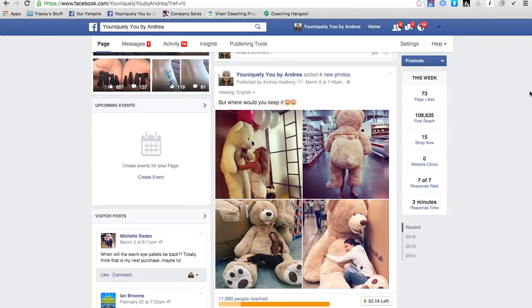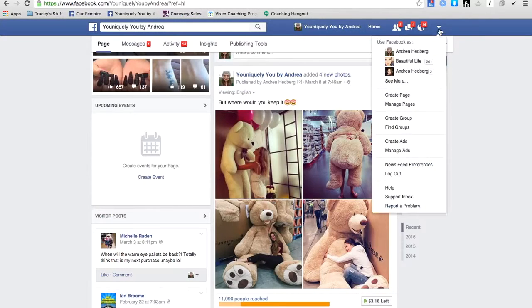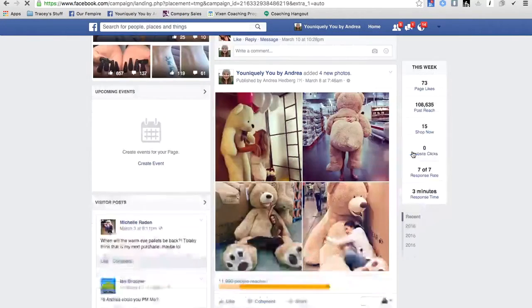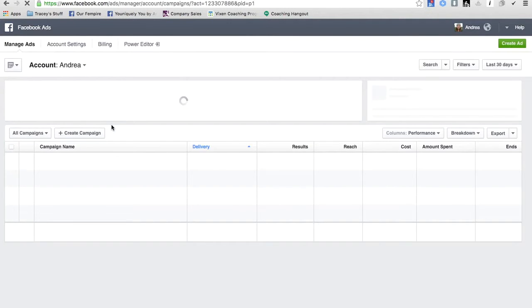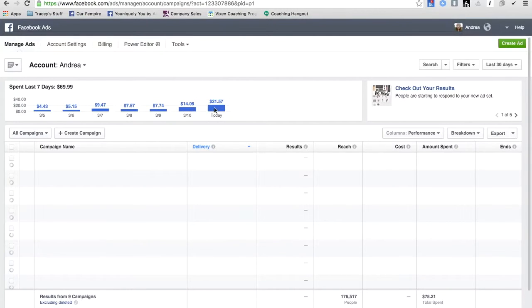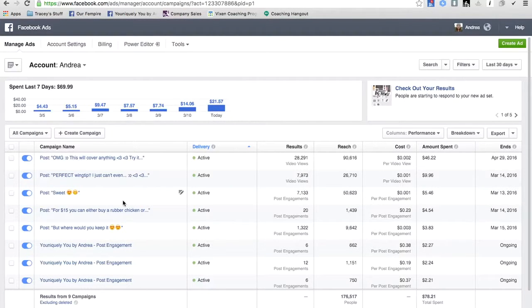So here, while you're on your business page, you're going to click on this little blue upside down triangle in the right-hand corner. You're going to click on Manage Ads. And don't freak out when you see my ad budget. I've been spending quite a bit of money doing some market research, so I'm hitting a little bit closer to 20 bucks a day on ads right now.